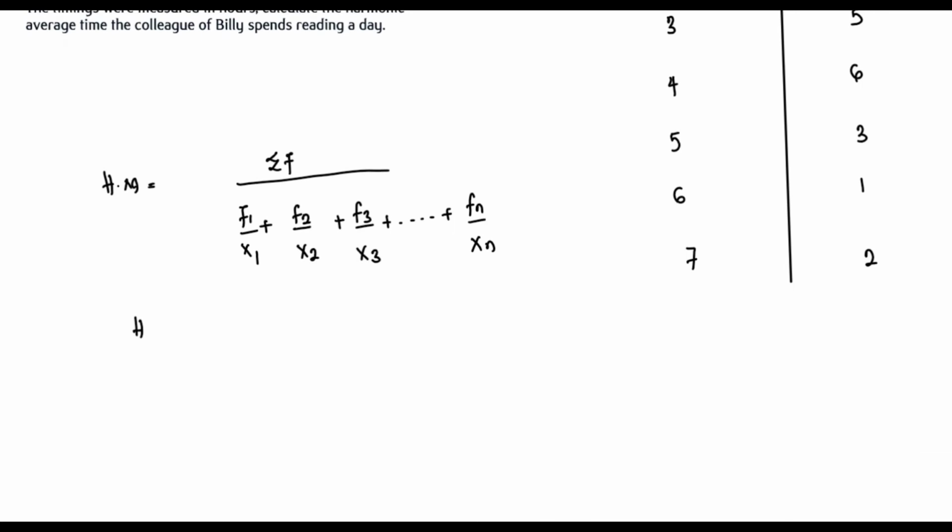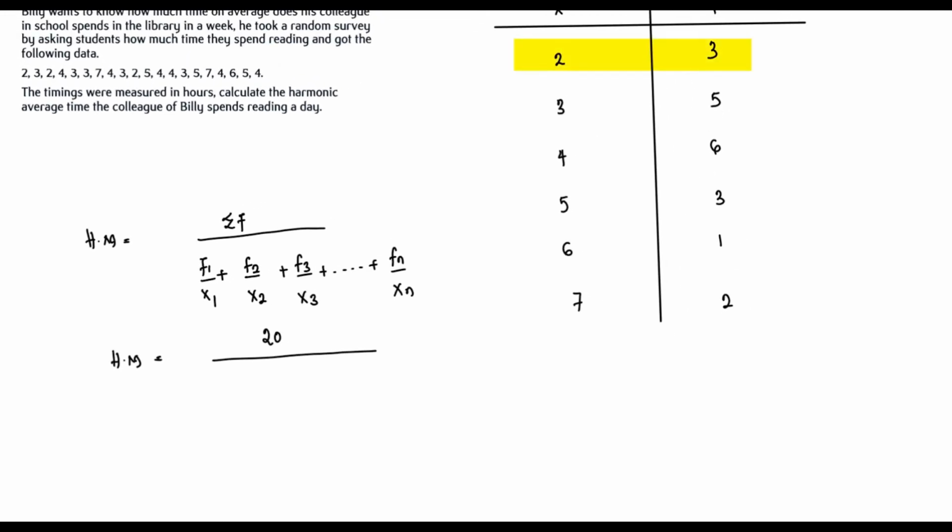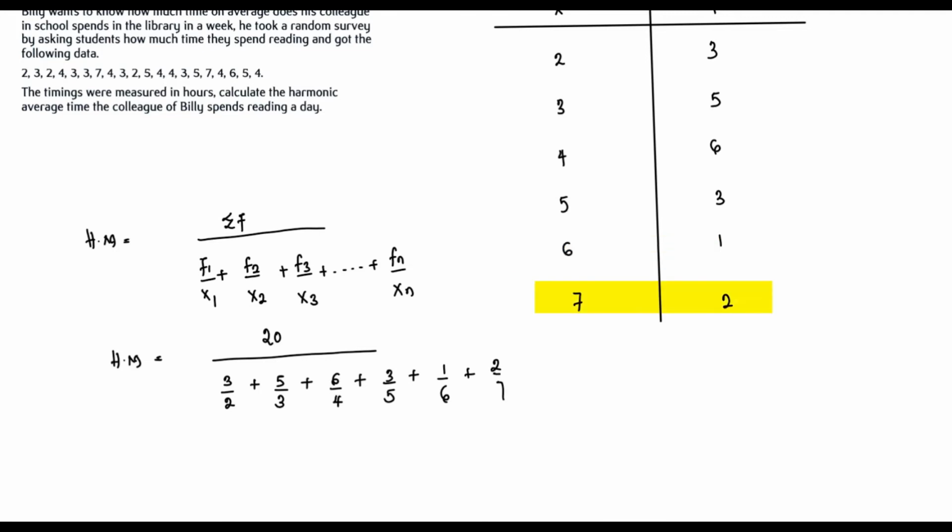So that means our harmonic mean is going to be equal to 20 divided by, so we have f1 equal to 3 divided by 2 plus f2 equal to 5 divided by 3 plus the third equal to 6 divided by 4 plus 3 divided by 5, plus 1 divided by 6, and plus 2 divided by 7. So I'm going to be using a calculator directly to work on everything I have at the denominator.